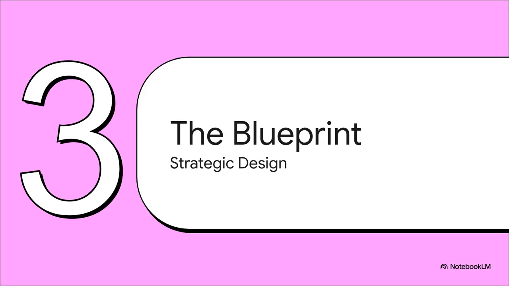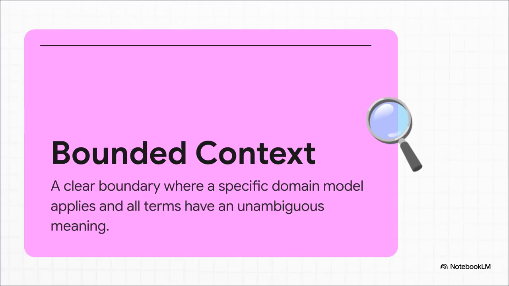So building this amazing model starts with the 10,000-foot view. DDD splits the whole process into 2 major phases, and the first one is called strategic design. You can think of this as creating the master architectural blueprint for your entire business domain. Now, the most important tool we have in strategic design is the bounded context.